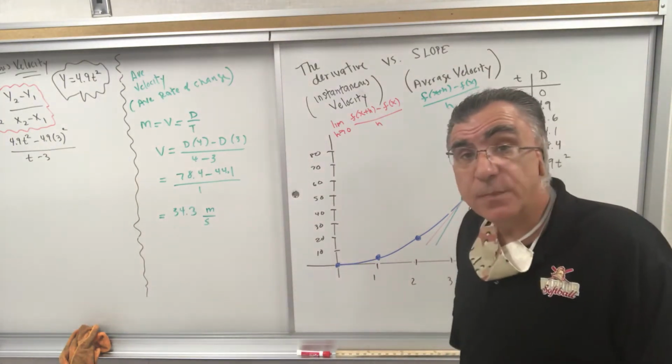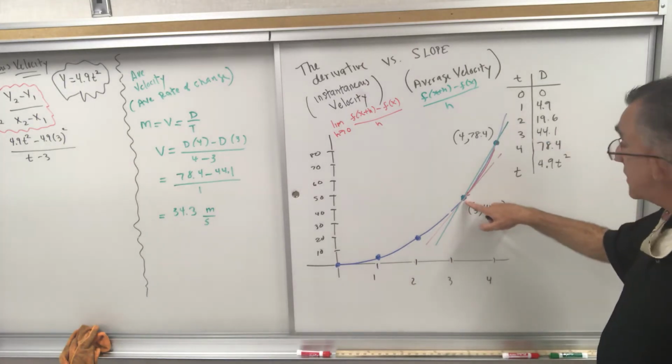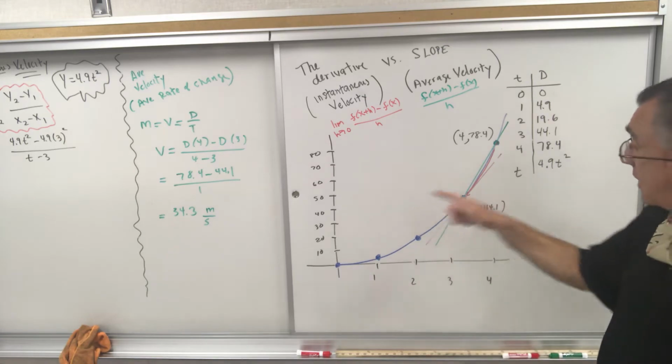And I can get that the average speed over that second is 34.3 meters per second. But here's the deal. That's not the speed here. That's not the speed at 3 seconds. It's not the speed at 4 seconds. It's going slower at 3 seconds than that, and it's going faster after that.